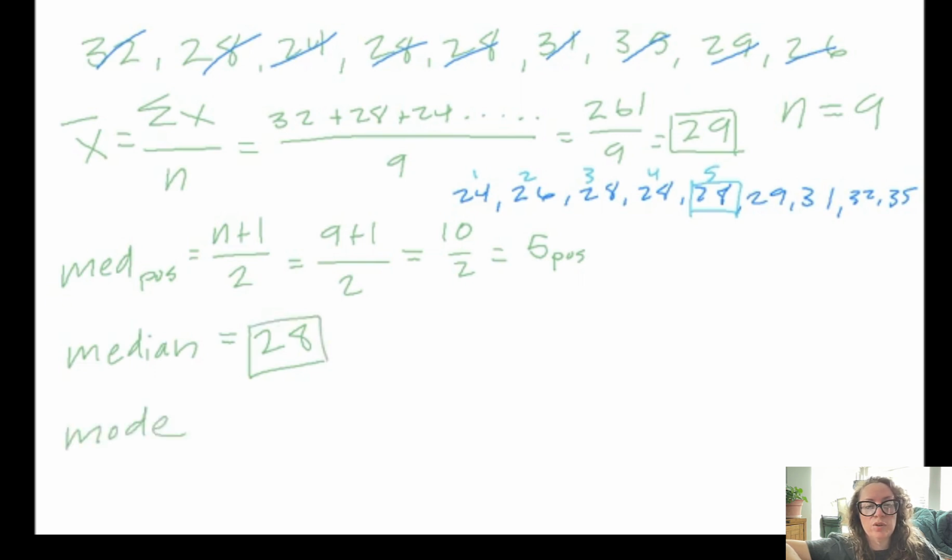and the mode. How we get the mode is just our most frequently occurring number. If you look at our ordered set here, we only have one recurring value, and that is 28. We have 3 of them, so our mode is equal to 28. So pretty symmetrical distribution here. They're all almost the same. So those are our 3 measures of central tendency for this particular problem.